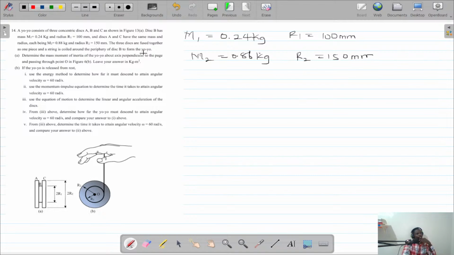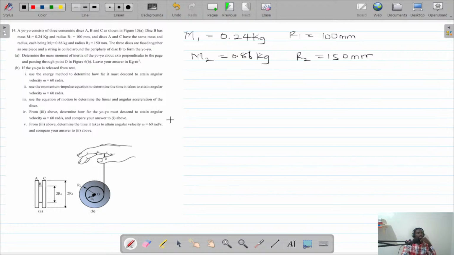The three discs are fused together as one piece and a string is coiled around the periphery of B to form a yo-yo. Determine the mass moment of inertia of the yo-yo about the axis perpendicular to the page and passing through point O.